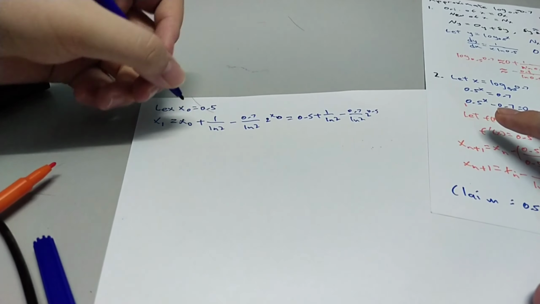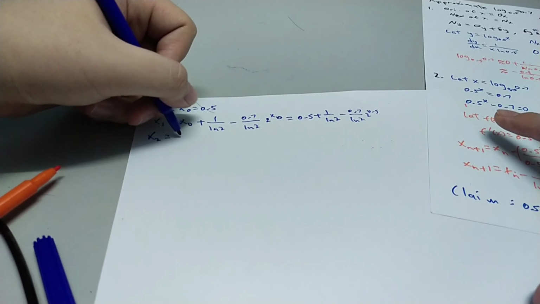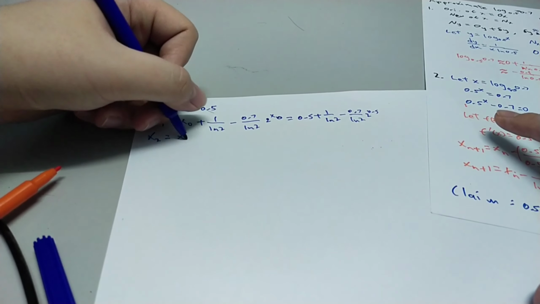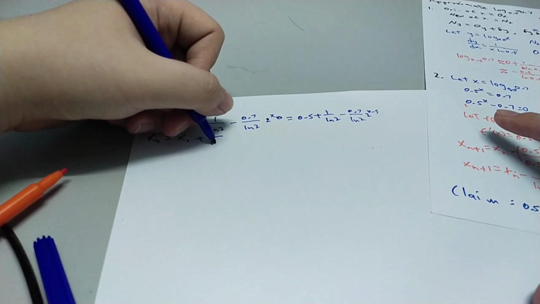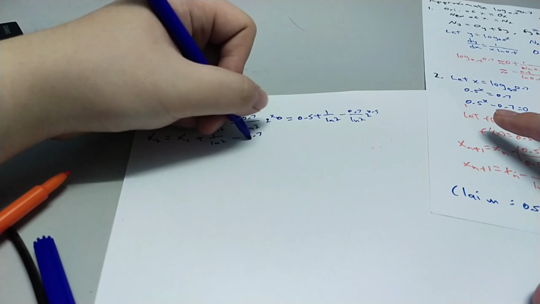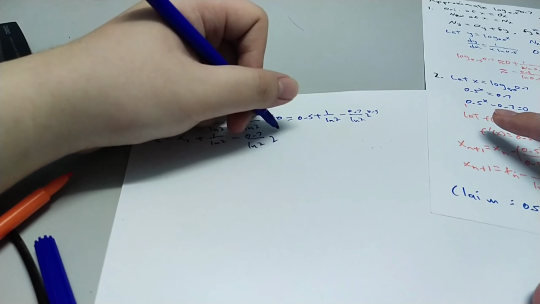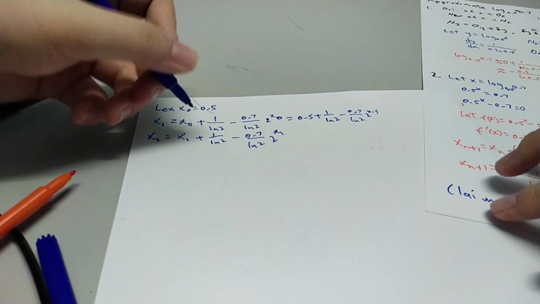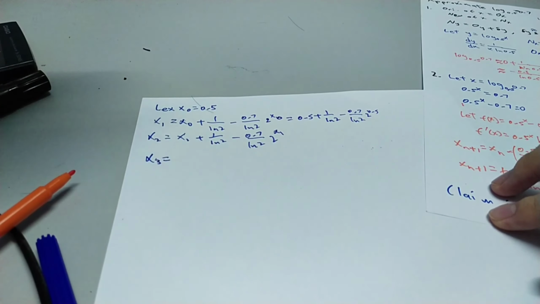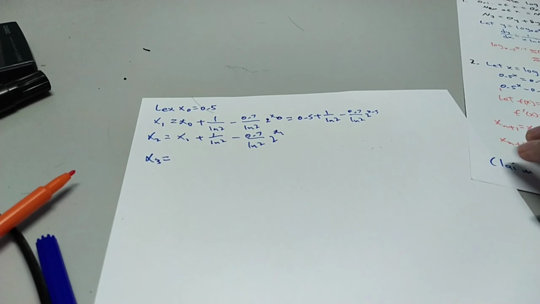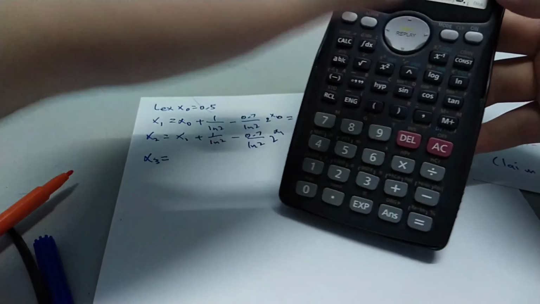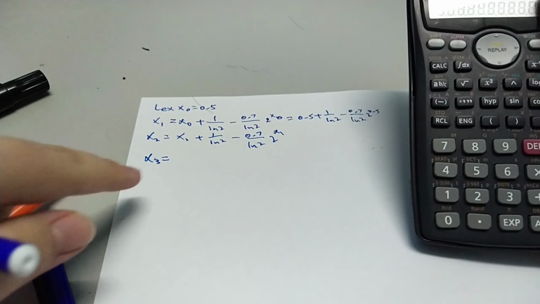And now x sub 2 is equal to, just copy like this, x sub 1 plus 1 over natural log of 2 minus 0.7 over natural log of 2 times 2 power of x sub 1. And finally x3 is equal to x2 in the same way. Basically it's just going to repeat and repeat and repeat. We repeat in order to get the most accurate result of the root of the equation, in order to make up its exact form.